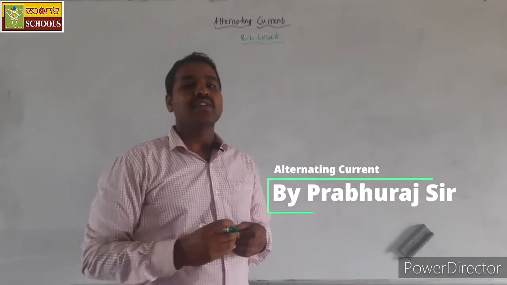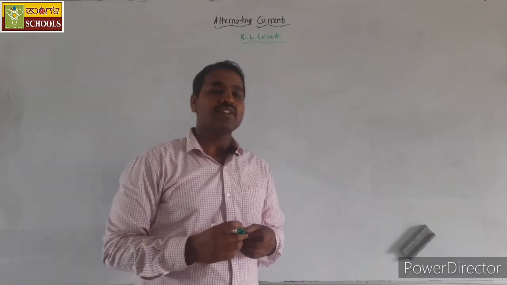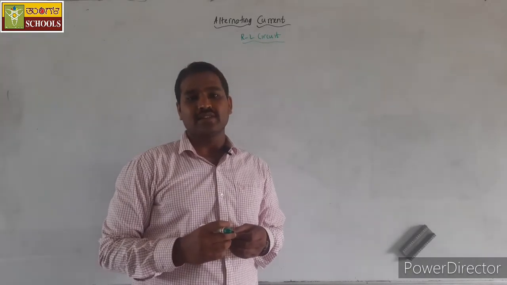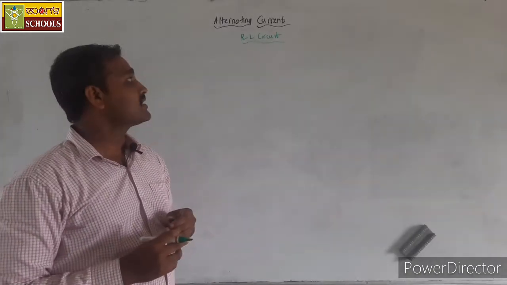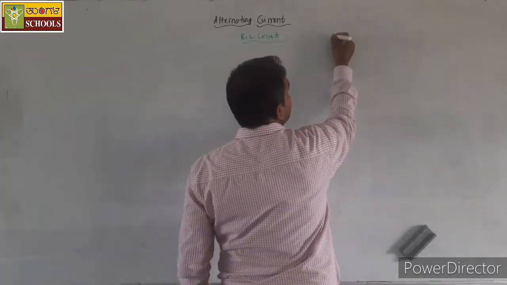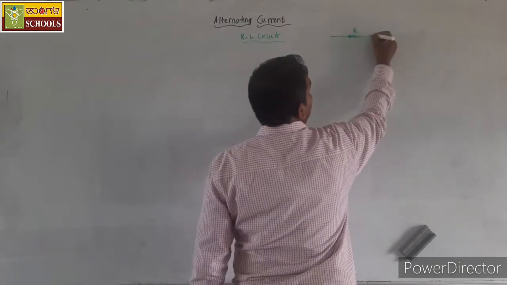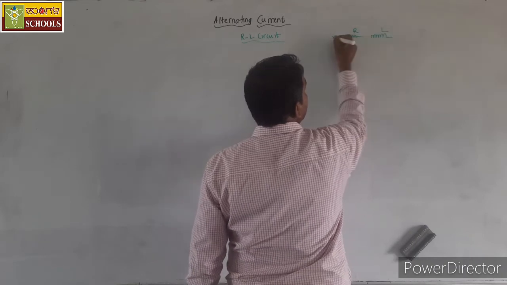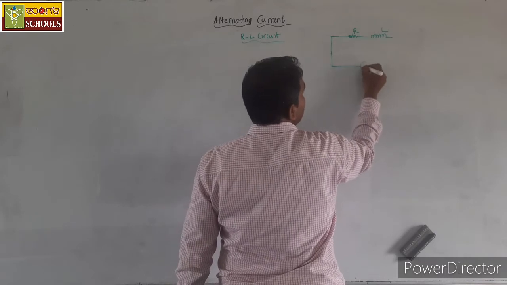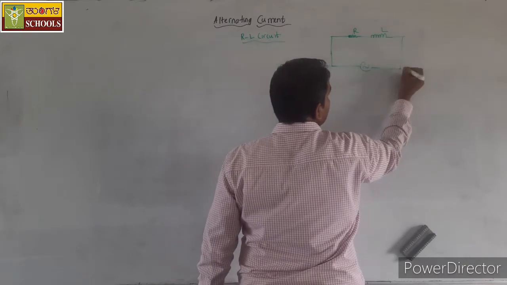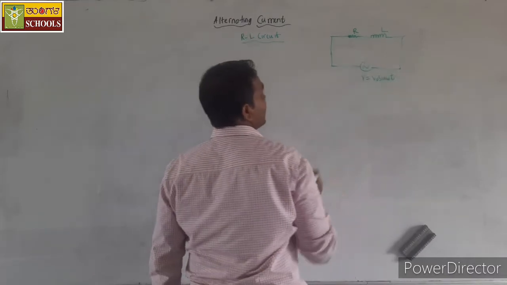In the previous class, we have studied the series LCR circuit and we have derived the expression for the impedance of a series LCR circuit. Today we shall start with the RL circuit, that is the resistance inductor circuit. Let us consider a resistor of resistance capital R and an inductor of inductance L, which is connected across an AC source of voltage. Let V be the voltage applied, V is equal to V naught sin omega t.